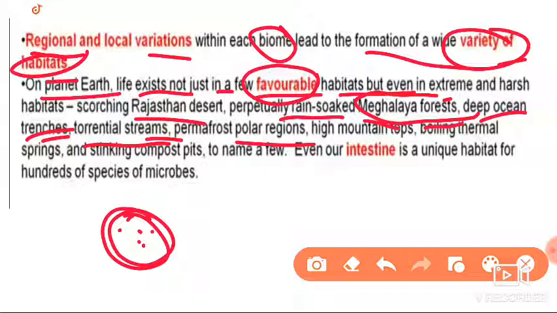Then some polar regions: in polar regions also there is a presence of life. And high mountain tips, there is also presence of life. Then boiling thermal springs, there is also presence of life. Then in stinking compost pits, we can take earth or compost pits, there is also life. To name a few.